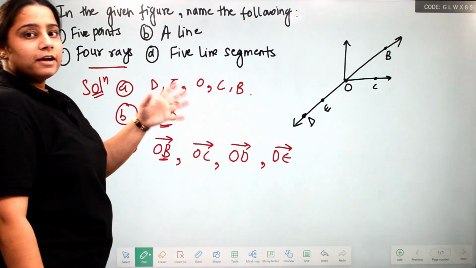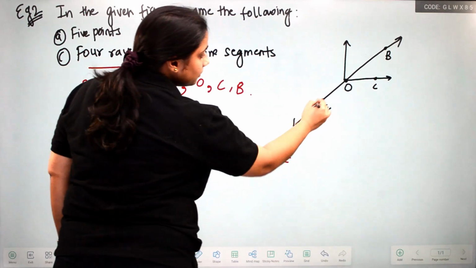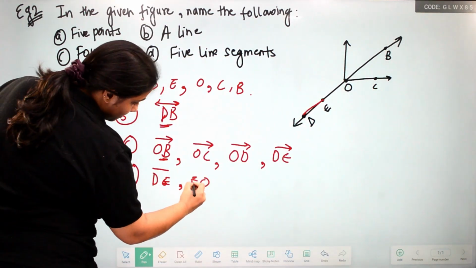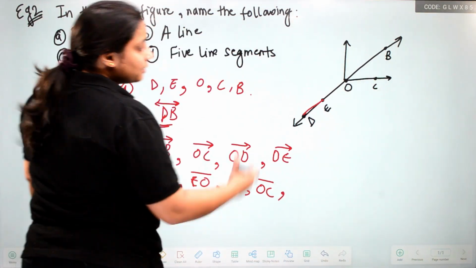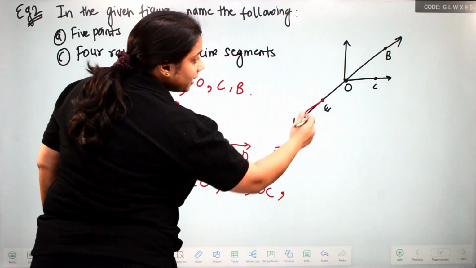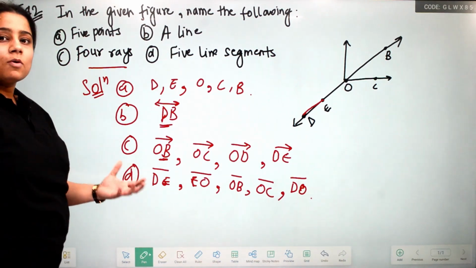Part D, 5 line segments. First line segment is DE, then EO, then we have OB, then we have OC, then we have OD, then we have DO. This is also a line segment. So this is our required answer.